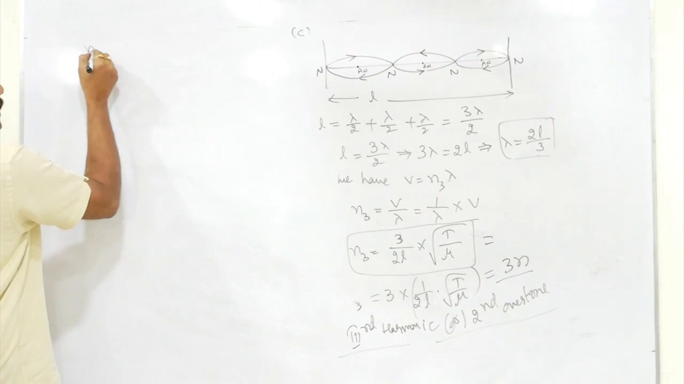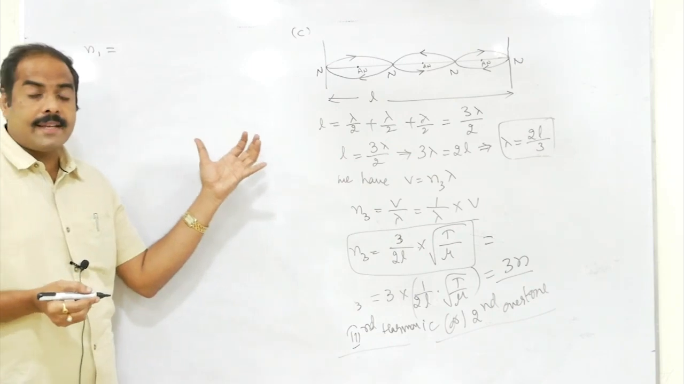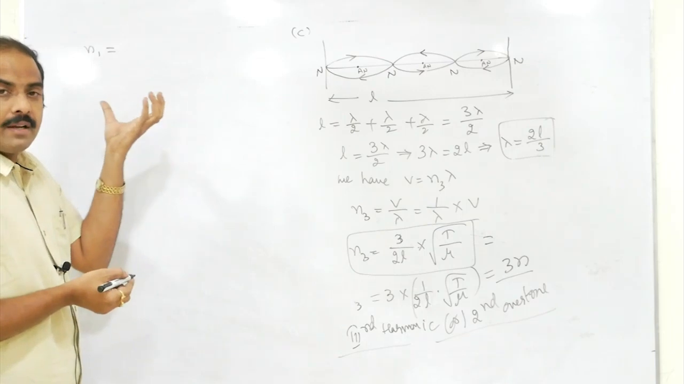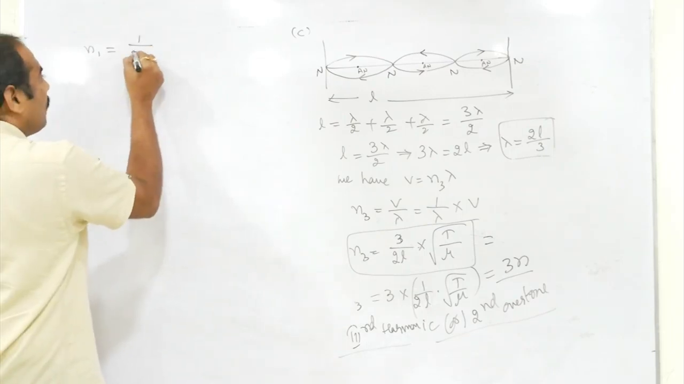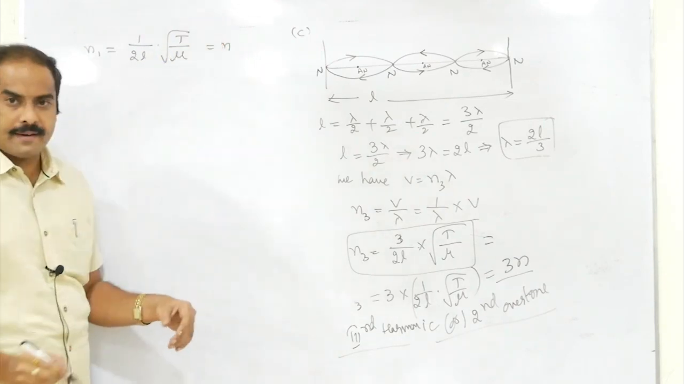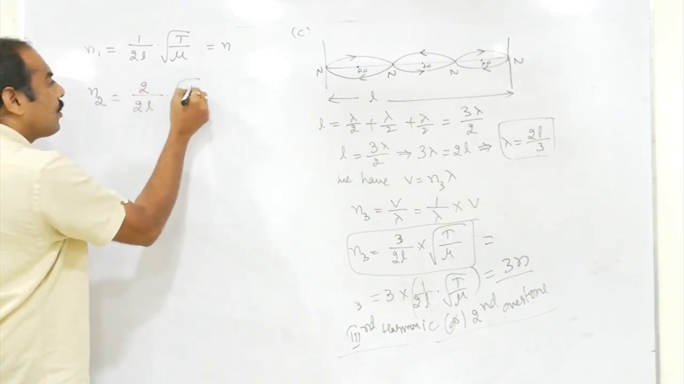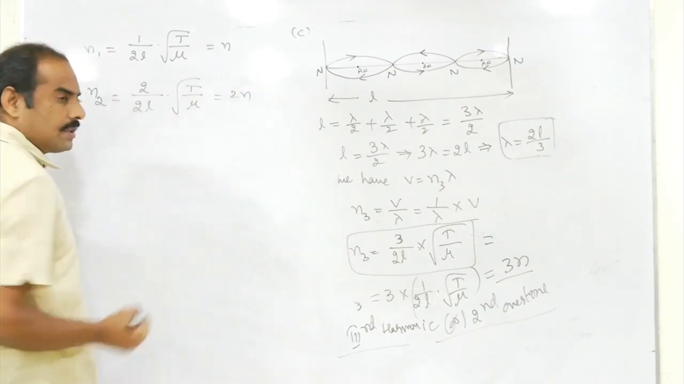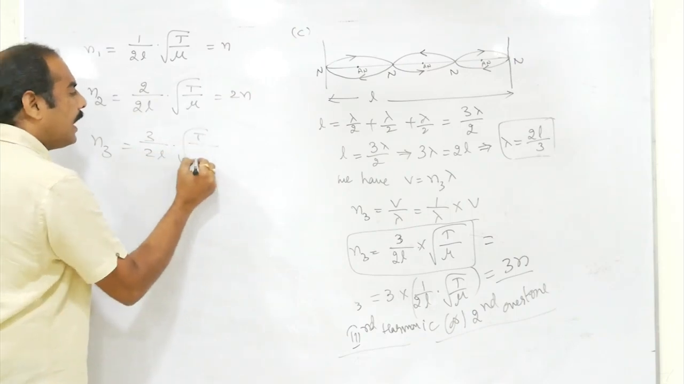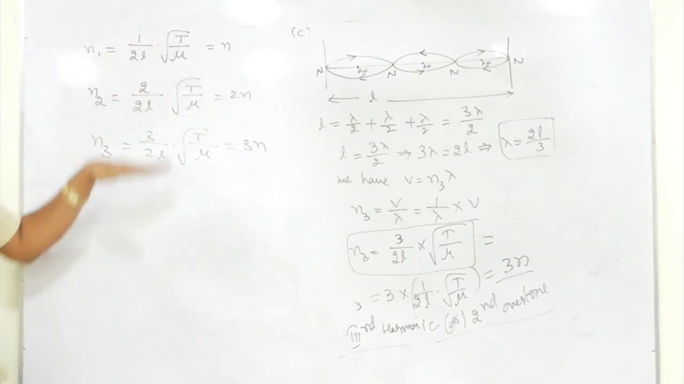I'll summarize all these expressions. What is N1? N1 is the fundamental frequency when the string vibrates in one segment or one loop. N1 is equal to 1 by 2L into root of T by mu. I have considered this as N. What is N2? N2 is equal to 2 by 2L into root of T by mu, which is equal to 2N. What is N3? 3 by 2L into root of T by mu, which is equal to 3N.